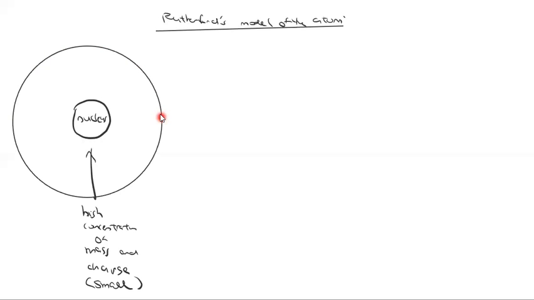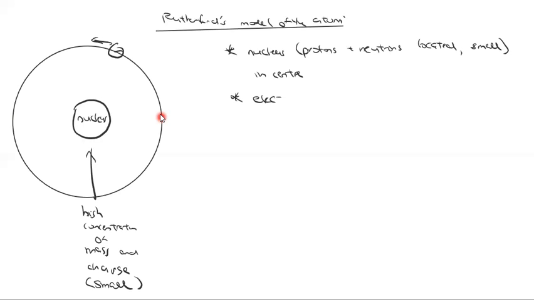And Rutherford didn't pay too much attention to the electrons. He just said, well, because he didn't know too much about them, electrons go around the outside. So his model is basically a nucleus where the protons and neutrons are. And this is small. It's in the center. And then you've got electrons sort of orbiting the nucleus.